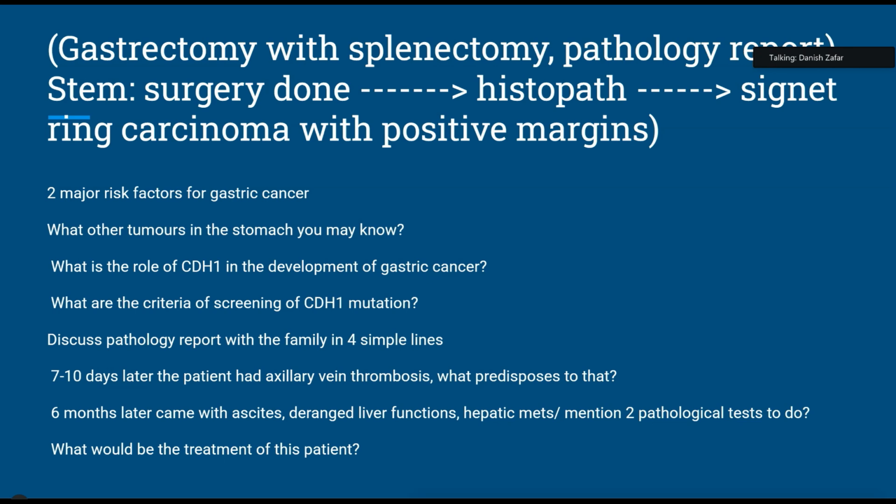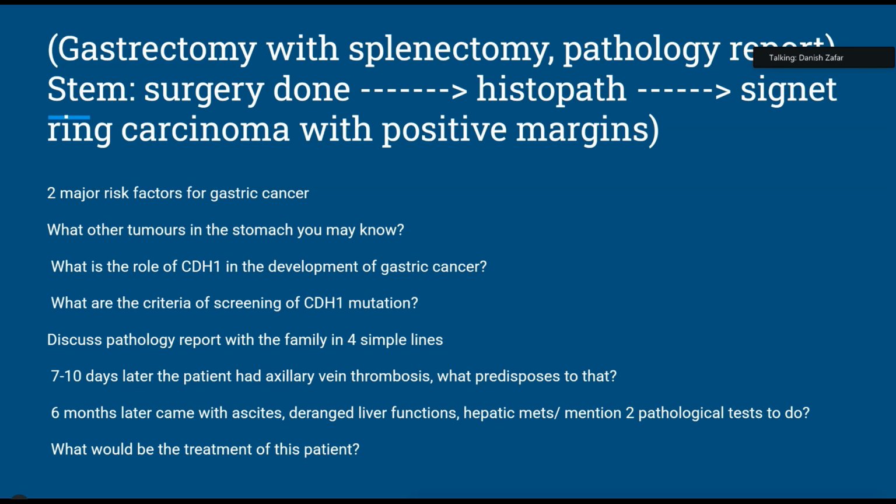So what are the major risk factors for gastric cancer? Major risk factors for gastric cancer include H. pylori infection or chronic atrophic gastritis. Yes, chronic gastritis, atrophic gastritis, H. pylori infection, cigarette smoking, yes, family history, and sometimes other genetic conditions.